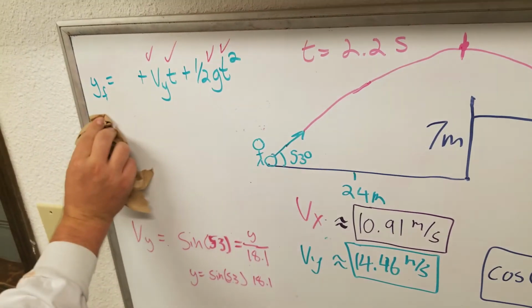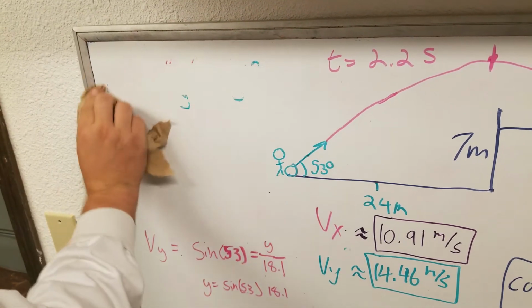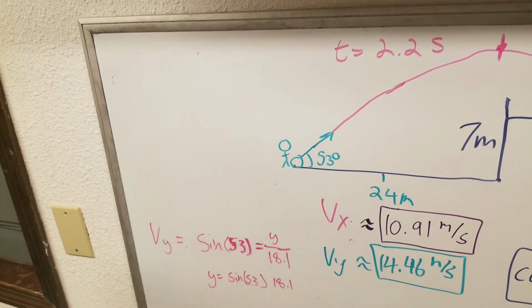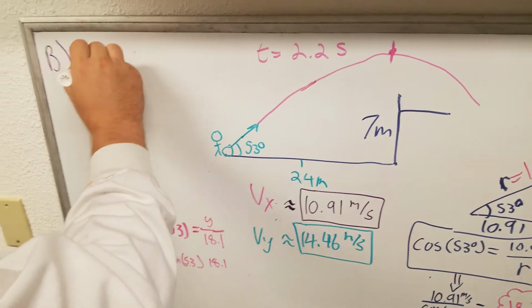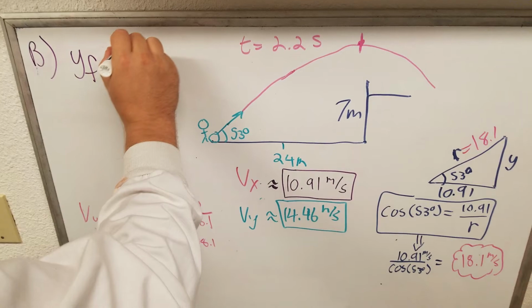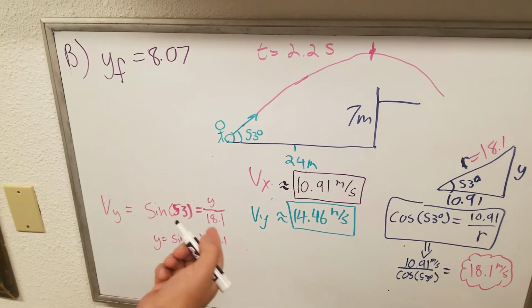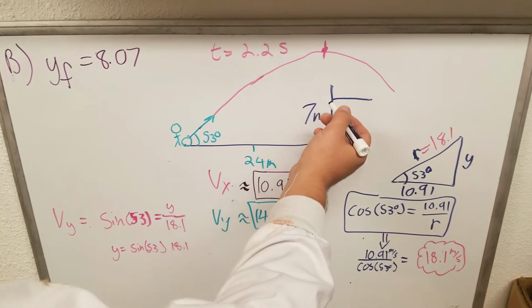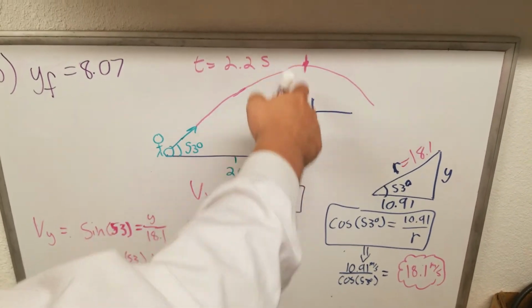Okay, so let's get rid of all the fundamental work I did here, as long as everyone's seen it. And I can get rid of this equation, and we know that the answer for B is that y final is equal to 8.07. That's the same thing as saying our height, right? Our height above here.